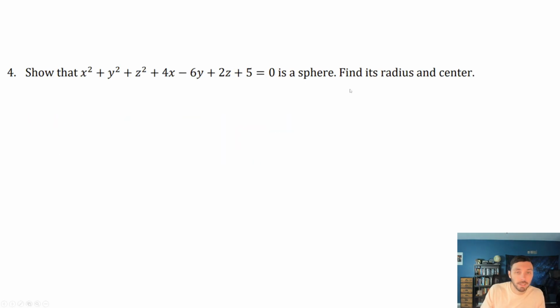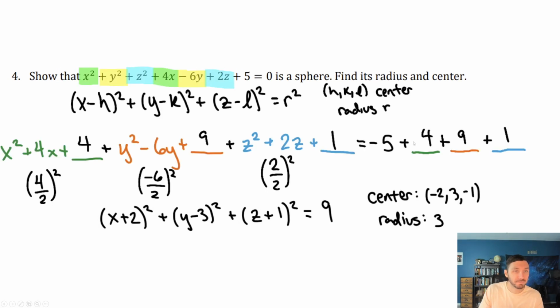All right, last one here: show that this is a sphere. Find its radius and center. My hint is complete the square. 3, 2, 1. If you remember completing the square, what you can do is clump your x stuff, clump your y stuff, clump your z stuff, and then complete each square. That would enable you to write it in this x minus h squared plus y minus k squared plus z minus l squared is equal to r squared format. This is the equation of a sphere.